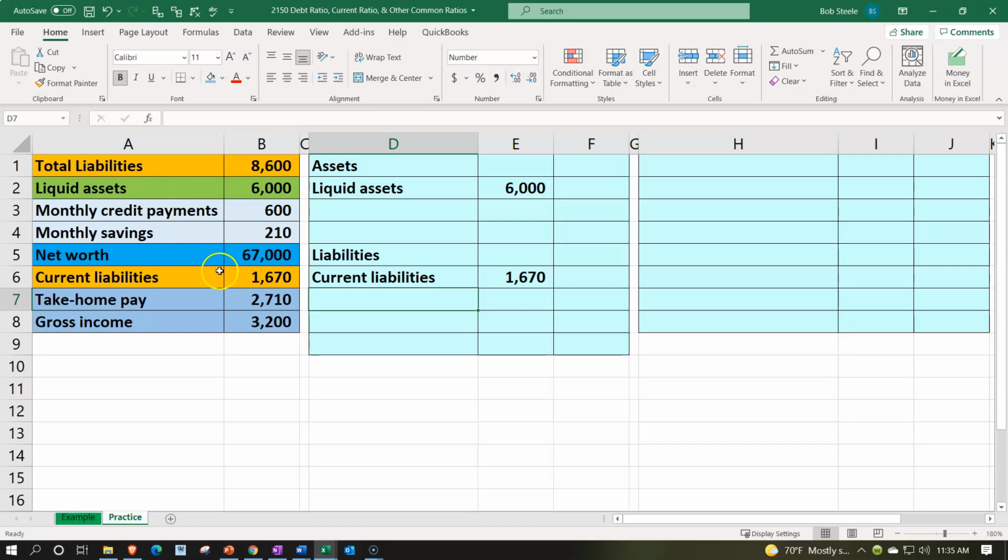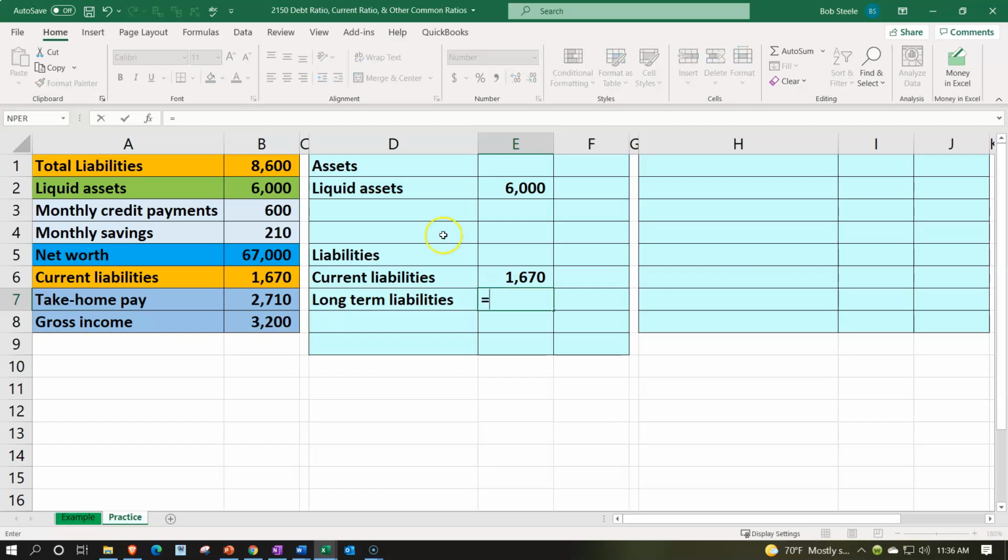So if the current liabilities are that and the total liabilities are that, then there must be a difference, which would be the non-current liabilities, or long-term liabilities, those that are going to be due over a year. So if this is equal to the total liabilities minus the current portion, that means we must have long-term liabilities in this case of $6,930.